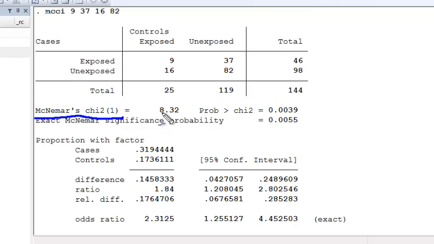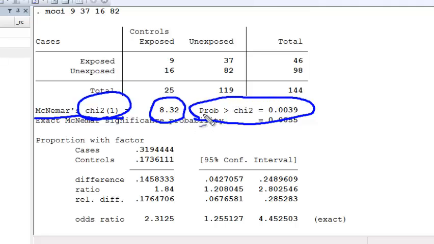So if you were to construct a large sample test, your test statistic is 8.32, follows a chi-square distribution with 1 degree of freedom under the null hypothesis, and this results in a two-sided p-value of 0.004, and we would reject the null hypothesis in this case.